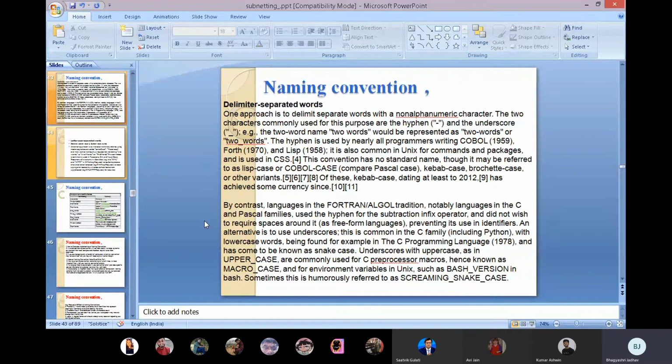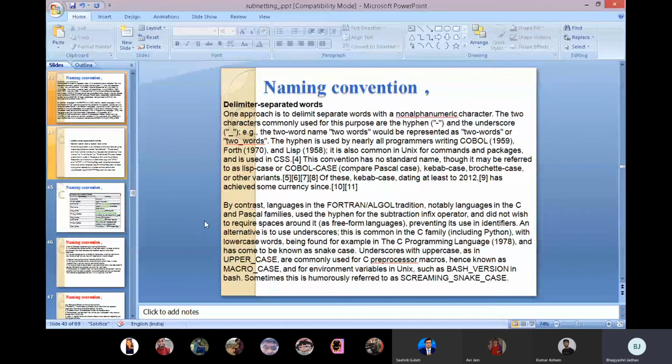By contrast, languages in the Fortran or Algol tradition, followed by languages in the C and Pascal family and Python, use the hyphen for the subtraction infix operator and did not wish to require spaces around it. That is free-form languages, preventing its use in identifiers. An alternative is to use underscores. This is common in the C family, with lowercase words being found, for example, in the C programming language in 1978, and has come to be known as snake case.